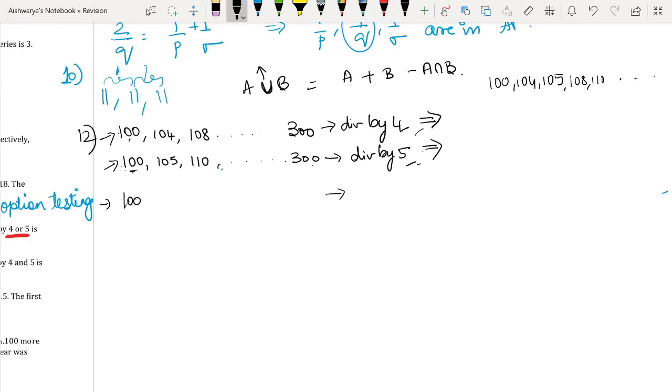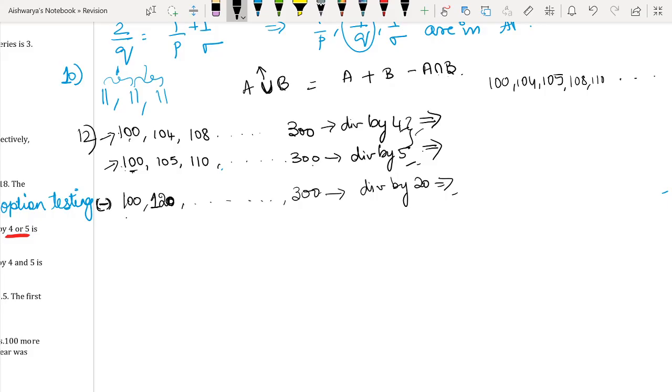So we have to remove the ones which are common. How do you know what are common? You know 100 is common, 300 is common. What are the other numbers which are common? Other numbers which are common are nothing but the LCM. LCM of these two is 20, so divisible by 20. Okay, next common number will be 120. 120 will be there in both the series. So like that.